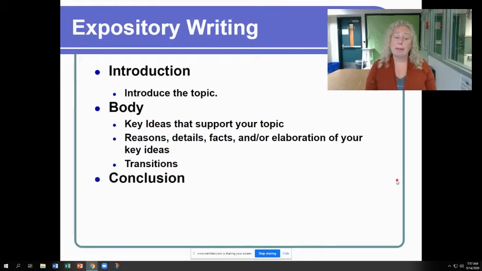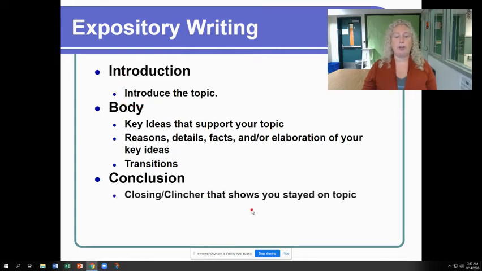And the third main piece is your conclusion. Your conclusion is similar and yet opposite of your introduction. Your introduction introduces the topic. Your conclusion shows that you stayed on topic. So both of those, the introduction and the conclusion, are about your topic. They are specific to your topic. But one is introducing your topic and one is concluding your topic, showing that you stayed on topic.